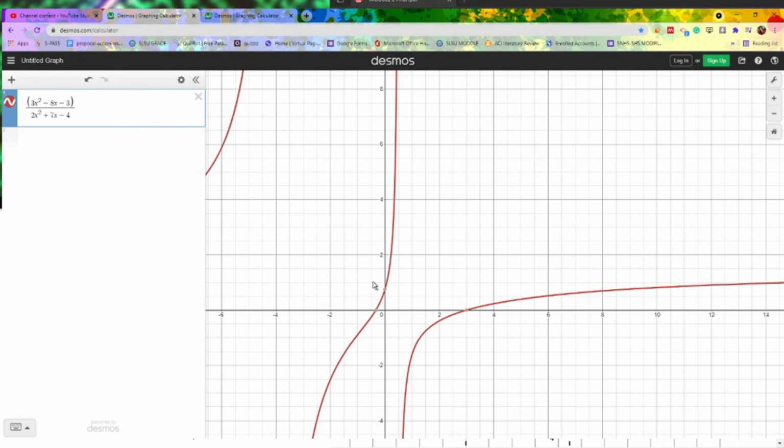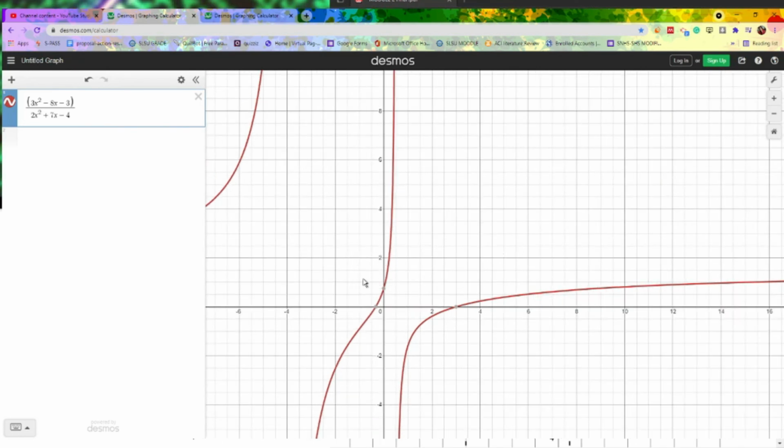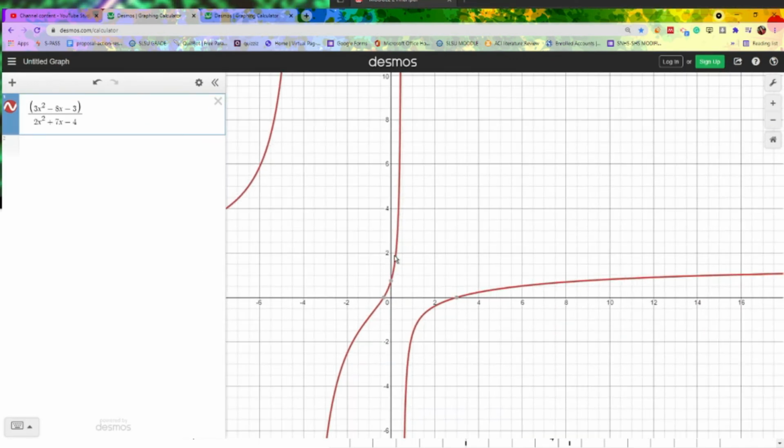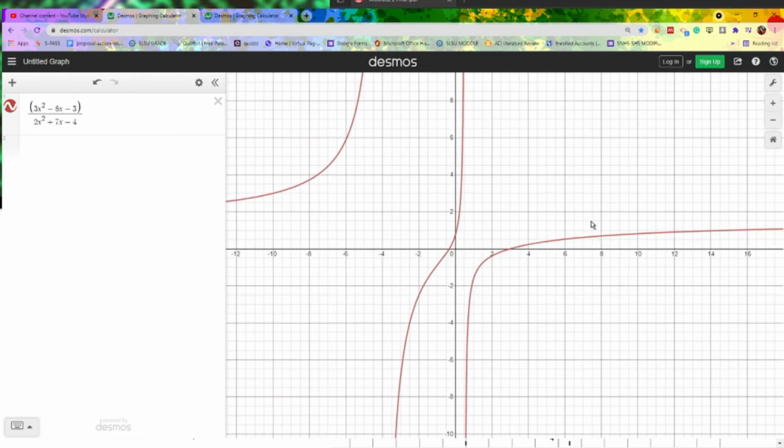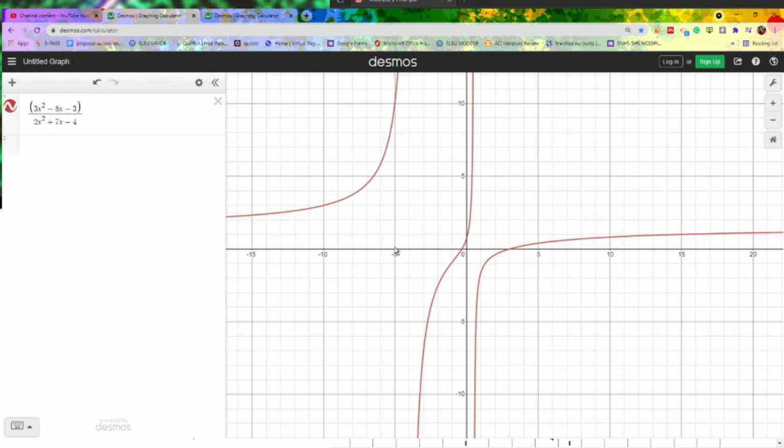Of course, again, we cannot see the horizontal asymptote, which is 3/2, or 1.5 rather. But if we study this graph, the behavior of the graph will never touch the horizontal asymptote, which is 3/2. So now you can check your graph if it is correct, if you have the same graph that Desmos shows, and your x-intercept, y-intercept, vertical asymptotes, and horizontal asymptote are correct.